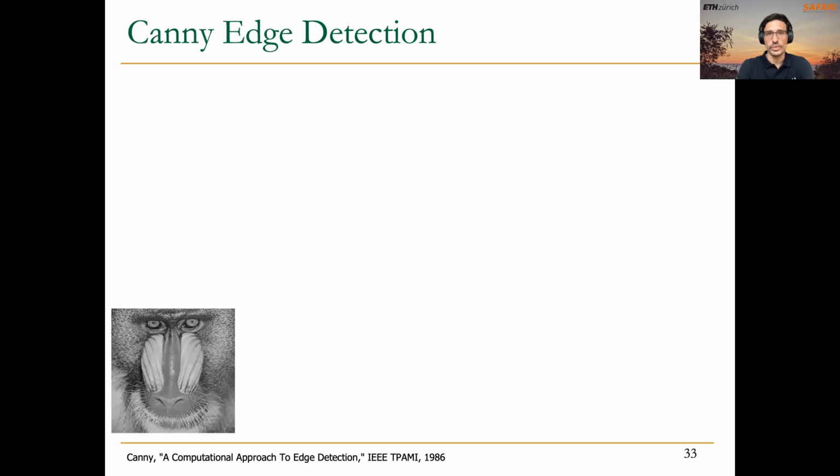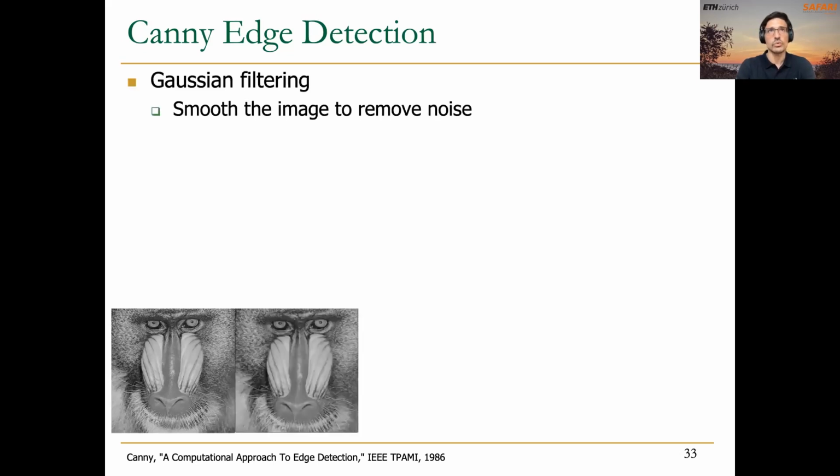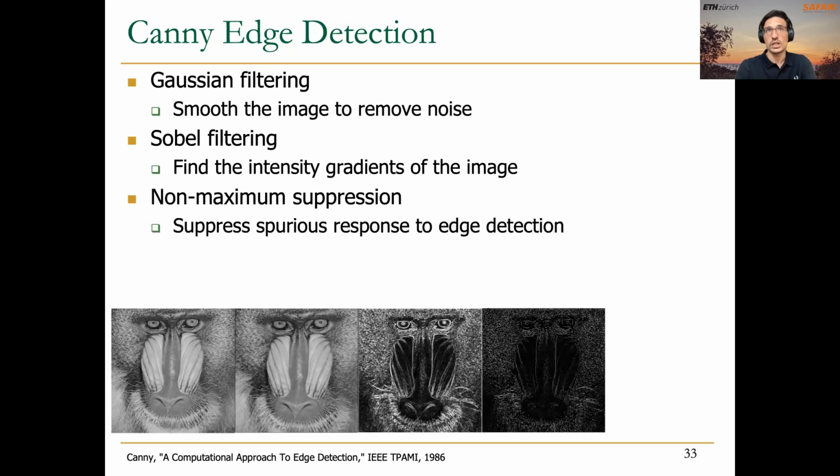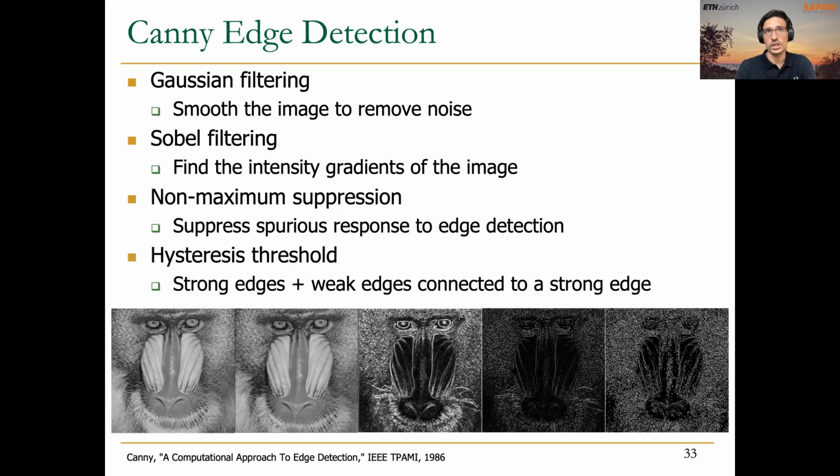Canny edge detection has 4 steps. In the first step, we apply Gaussian filtering in order to smooth the image and remove noise. Then we apply another filter, a Sobel filter, to find the intensity gradients of the image. Then we have 2 more stages. The next one is called non-maximum suppression, where we suppress the spurious response to edge detection. And finally, hysteresis thresholding, where we select strong edges and also weak edges that are connected to a strong edge. Canny edge detection is a very good example of one of the applications of convolution.